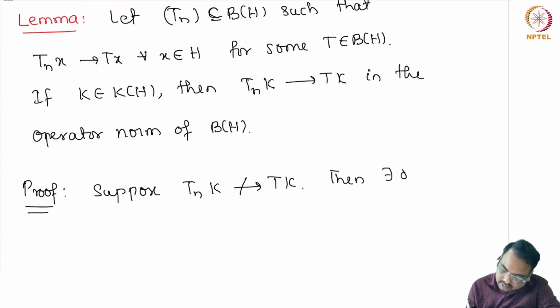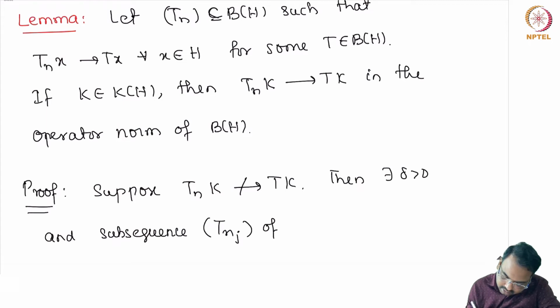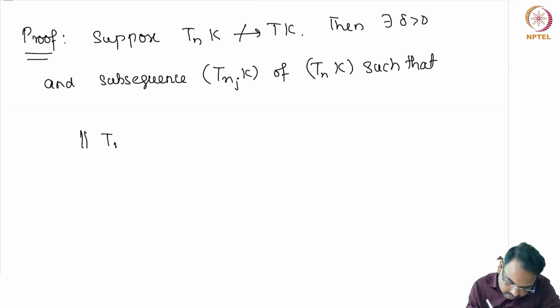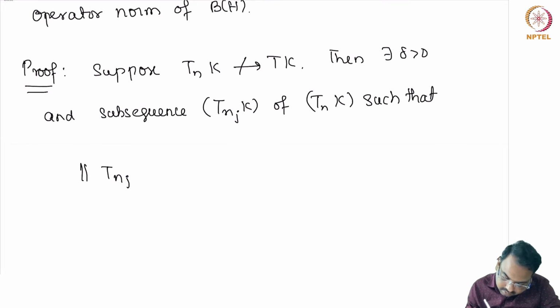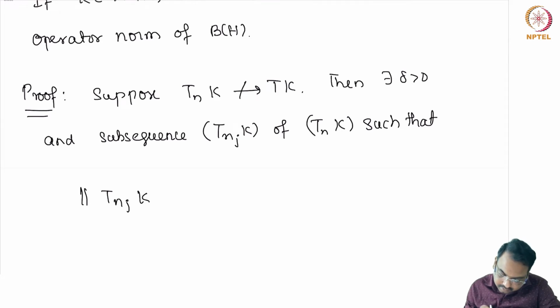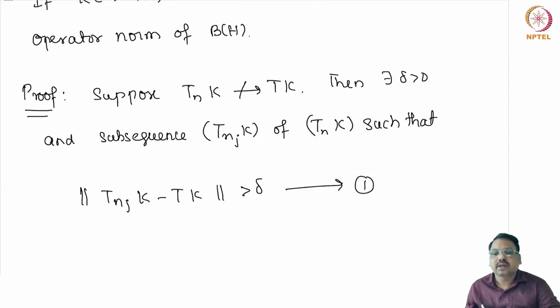Then there exists a delta and a subsequence Tnj of Tn such that norm of TnjK minus TK is bigger than delta. So let us call this inequality 1.